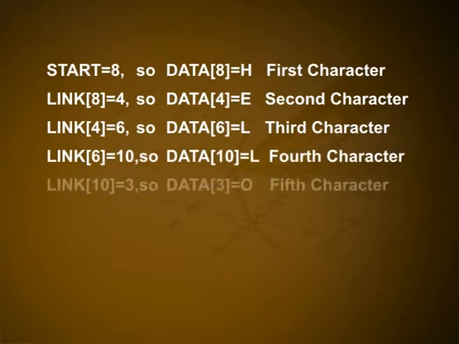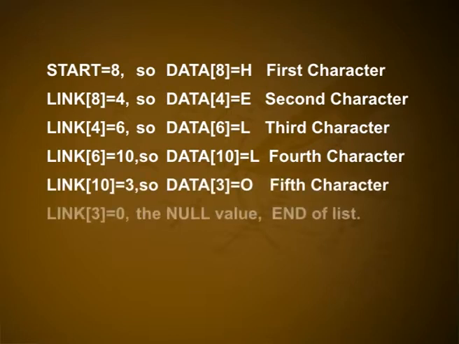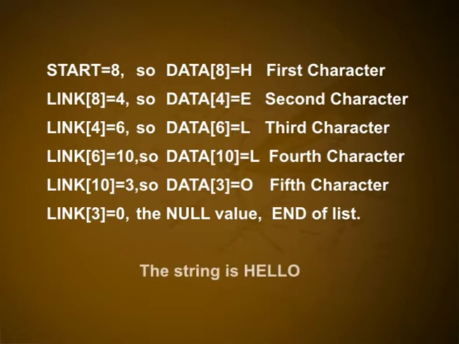Link of 6 equals 10. So, data of 10 equals L, the fourth character. Link of 10 equals 3. So, data of 3 equals O, which is the fifth character. Link of 3 equals 0, the null value, which indicates the end of the list. The string is hello. There are several operations that can be performed on a linked list.